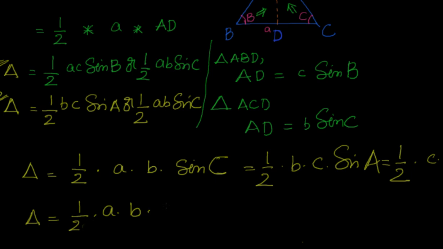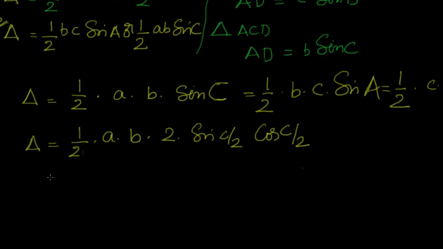This becomes: the 2 cancels, and I will have a into b into sin C by 2. If you remember, from what we have done earlier, sin C by 2 is the square root of s minus a into s minus b by ab, and cos C by 2 is given by the formula with s into s minus c by ab.